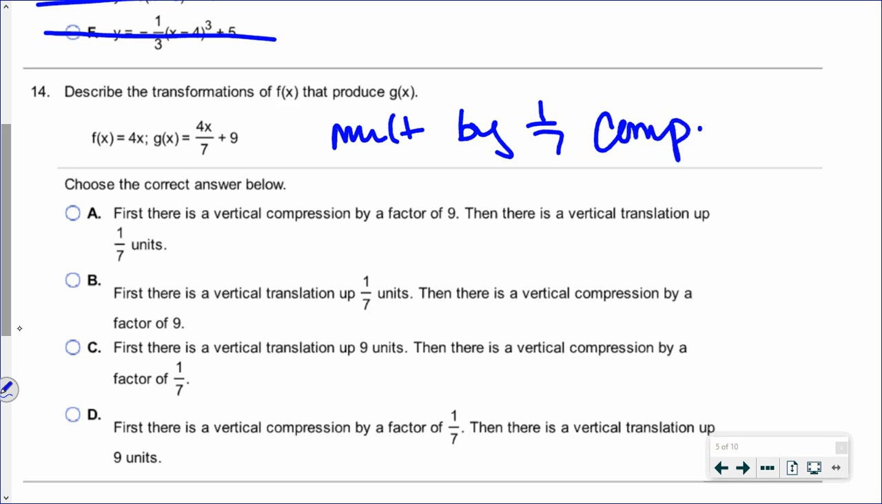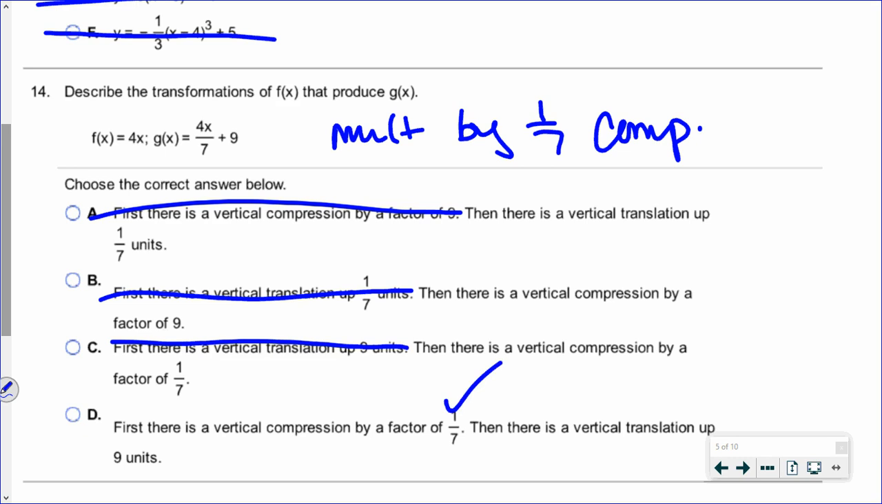There is a vertical compression by a factor of 9. No. There is a vertical translation up 1/7. No. There is a vertical translation up 9. Did I do that first? No. First, there is a vertical compression by a factor of 1/7. Yes. Then there is a vertical translation of 9 units. Yes. So therefore, it is letter D. Do we understand that? Yes or no? Take it one step at a time.